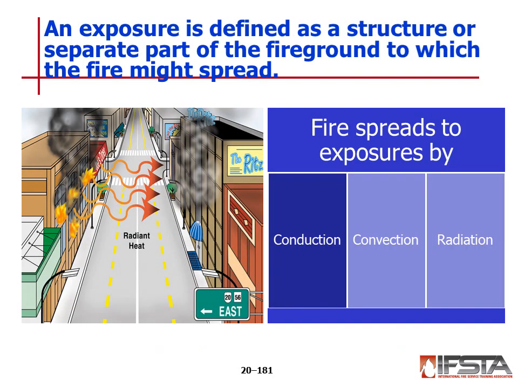Exposure protection. An exposure is a structure or separate part of the fireground to which the fire may spread, such as a carport, automobile, a stack of hay, or another building. Fire spreads to exposures either by conduction, convection, or radiation. Conditions that may affect exposure hazards include weather, fuel, topography, building construction, spaces between the fire building and the exposure, and intensity of the fire. Both current and recent weather conditions affect a fire's ability to spread to other exposures.